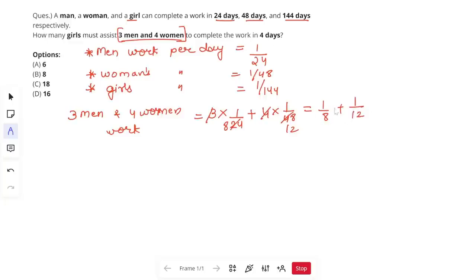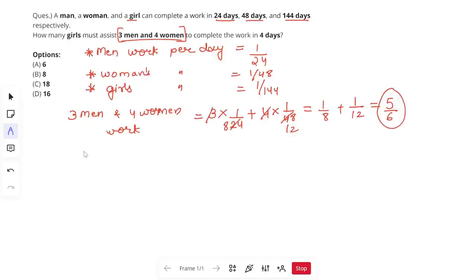Now I'm not solving it here step by step, because you can directly solve it, otherwise it will take more time. So I'm just directly writing the final solution that we will get after adding these two. The final value will be 5 by 6. So now we have got the work done by 3 men and 4 women, which is 5 by 6. Now for the remaining work we want girls.